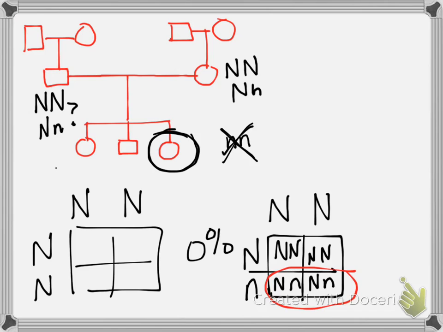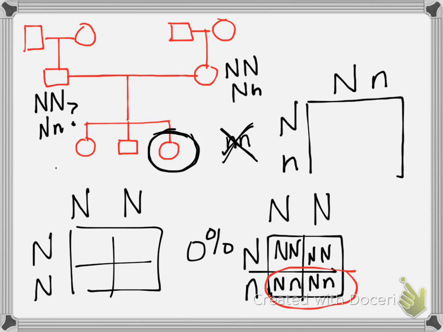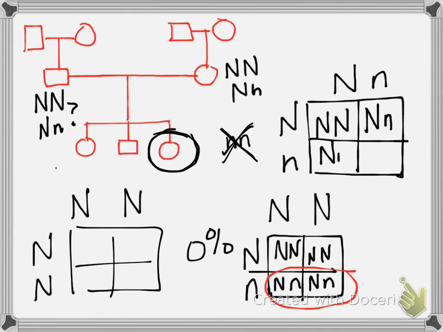So if one of your parents was a carrier, you would have a 50% chance of being a carrier yourself. If both your parents were carriers, and we can't prove that they are or aren't, your chances of being a carrier are what? 50%. So 2 out of 4 of those offspring are carriers.